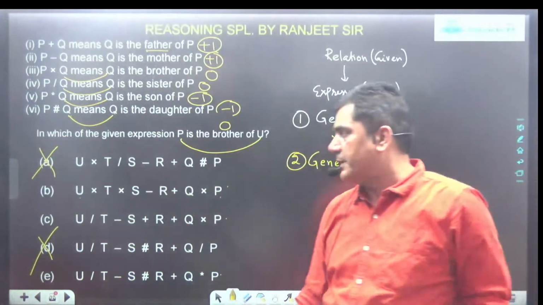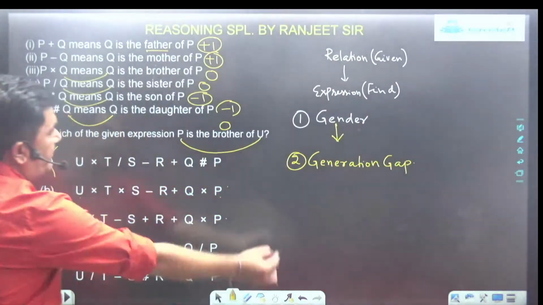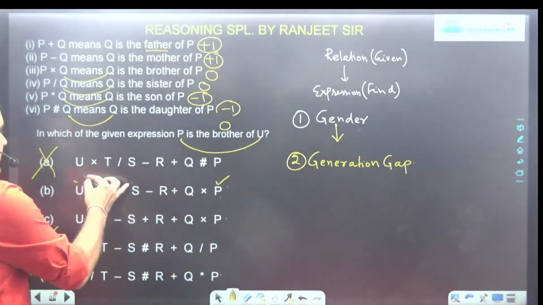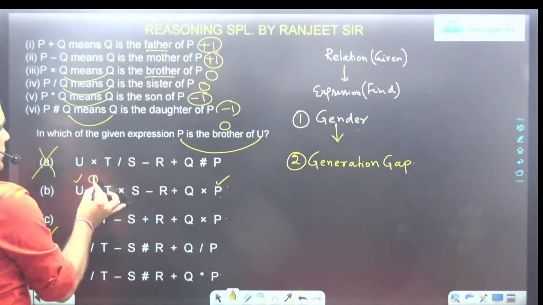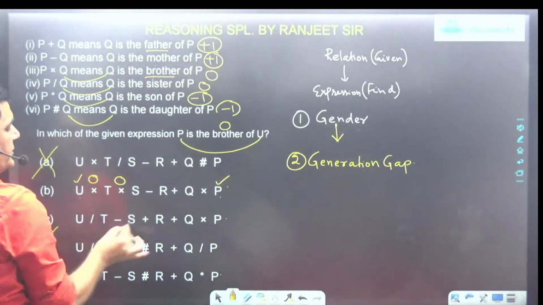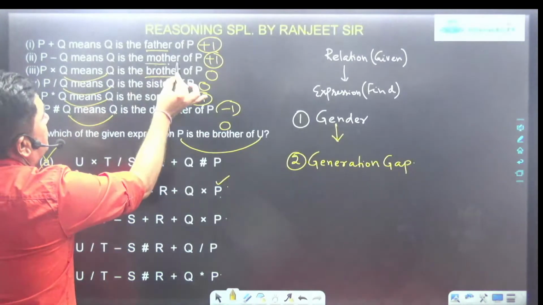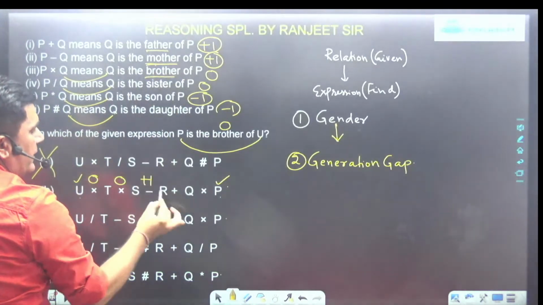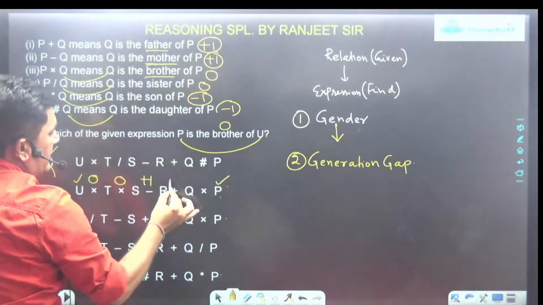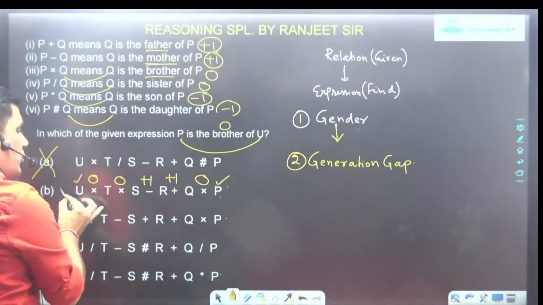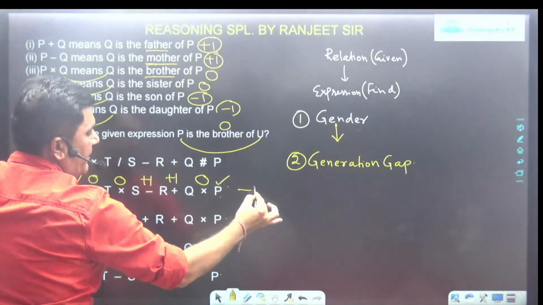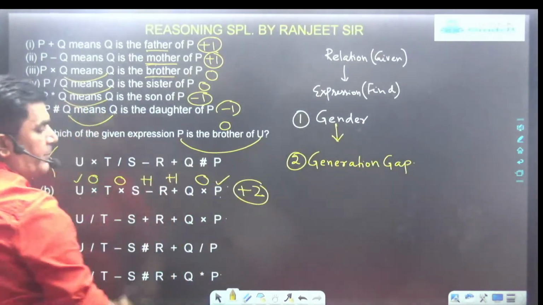Okay, now how to check this one? Now let's check between P and U. Cross stands for brother, brother means 0. Minus means mother, which means plus 1. Plus means father, father means plus 1. And cross means brother, brother means 0. So if I add all of them, this comes out to be plus 2.